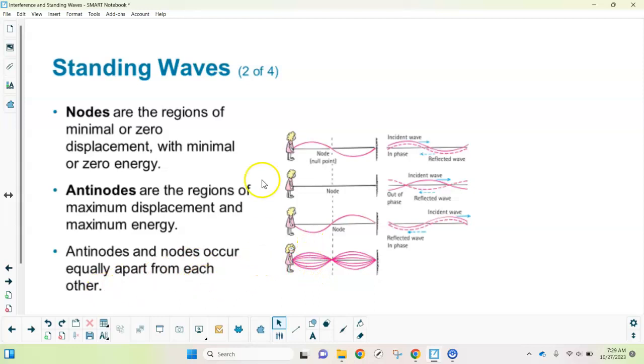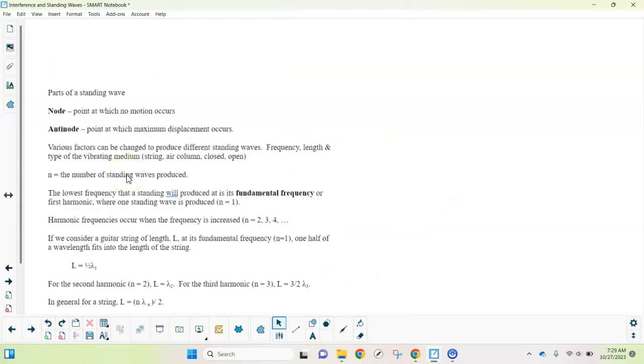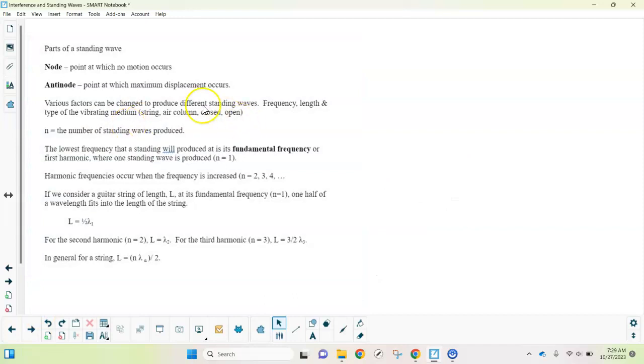All right. And they just keep repeating each other. So there's a node, a node, a node where it's not moving, and then the antinode and the antinode, and we keep going if you had more than two standing waves, which is what you have in this picture. So a standing wave, again, I talked through these a little bit, node and antinode.